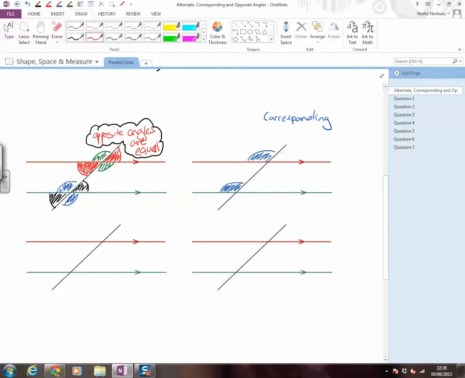This red angle here is actually corresponding to this red angle here. This green angle down here is corresponding to this green angle down here. And lastly, that black angle there is exactly the same size as this black angle there, because all corresponding angles are equal.